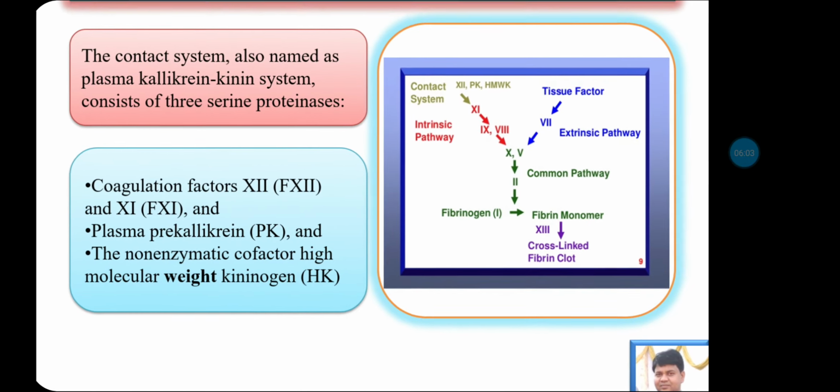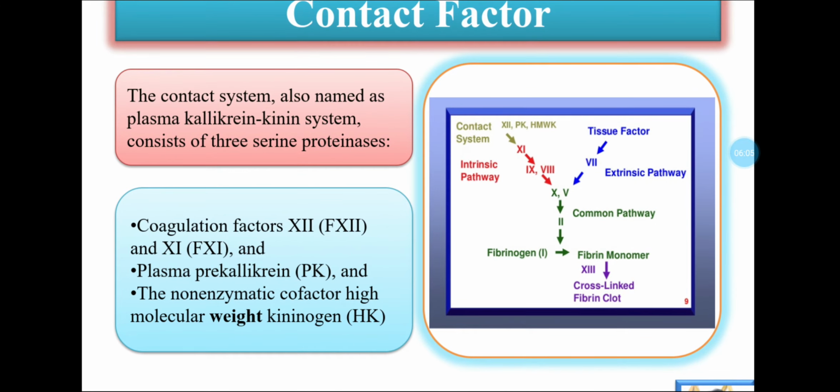So we go through the contact factors. Here we can see the contact system. It is also called the plasma kallikrein system, and it consists of three serine proteases which are very important in this contact system. These are coagulation factor 12, coagulation factor 11, and plasma prekallikrein, and high molecular weight kininogen. So these all together are part of the contact system.